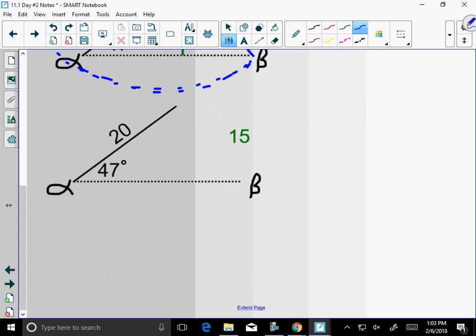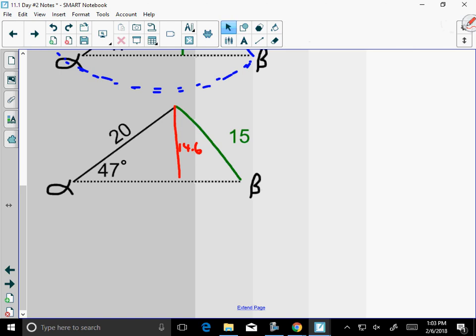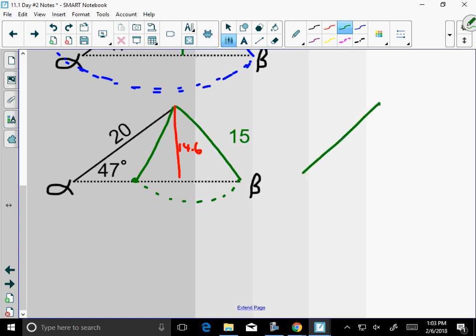Now, if we have this value of 15, we could say, of course, that's bigger than 14.6. And what will that do? That will form one of 2 triangles, right? And those triangles would look like this. The first one that we formed will have a 47 degrees there. This will be 15. That'll be 20. We'd call that beta 1, and we could find that using law of sines.